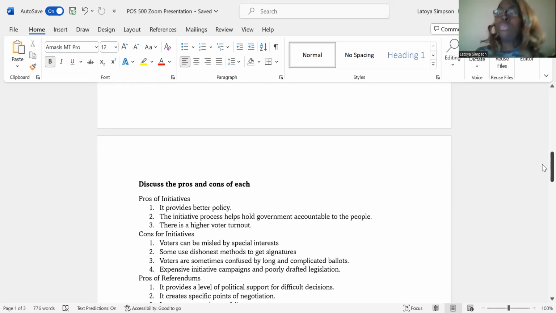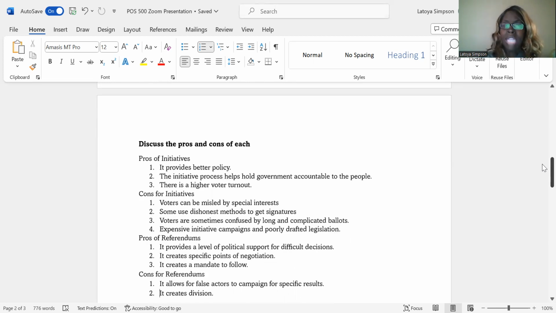Now, the pros for referendums are it provides a level of political support for difficult decisions. It creates specific points of negotiation, and it creates a mandate to follow. A few cons for referendums: it allows for false actors to campaign for specific results, and it creates division amongst the people.